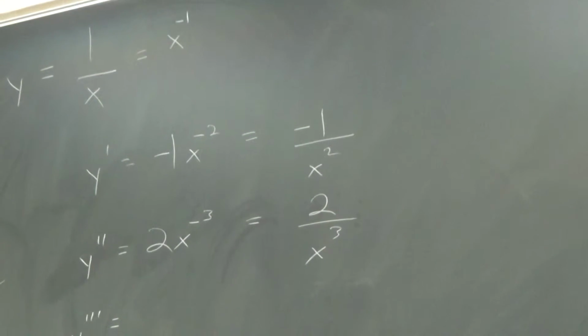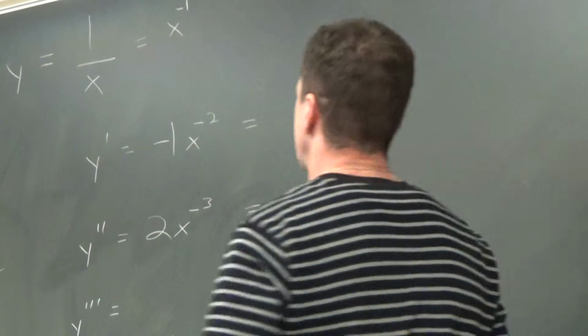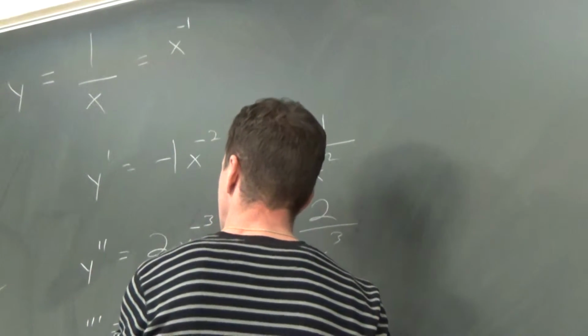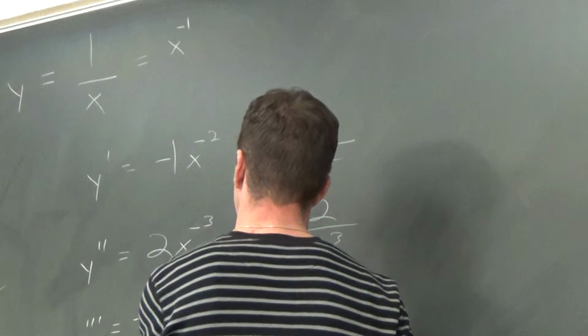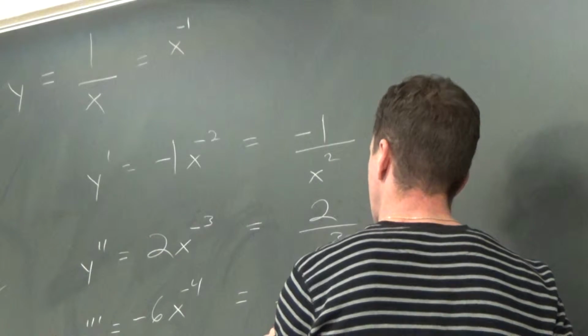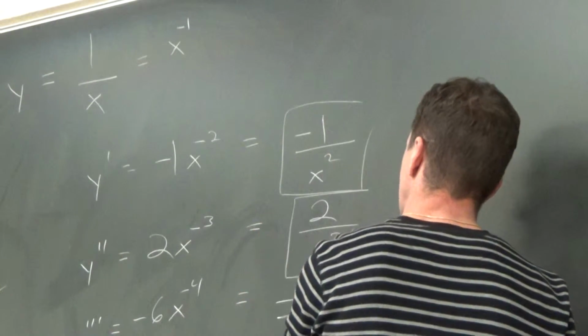What's the next one? So negative 3 times 2 is negative 6, and then this goes to a negative what? Minus 4. I'll write it again. I'll box all these. I think you can see a pattern to this thing.